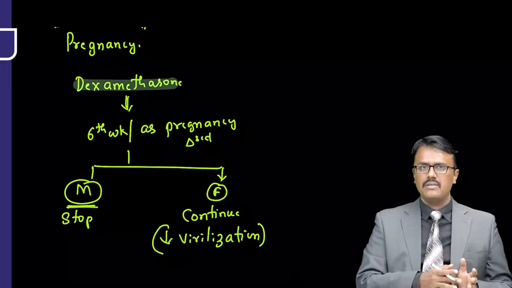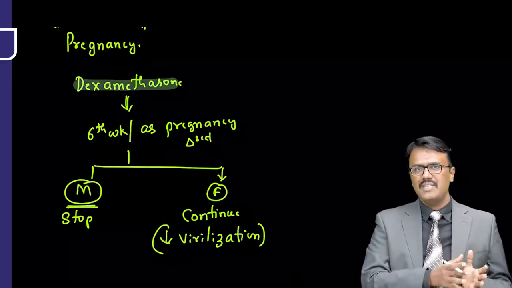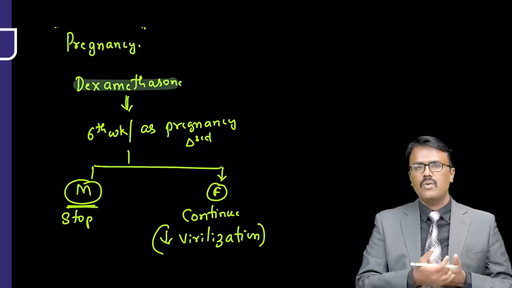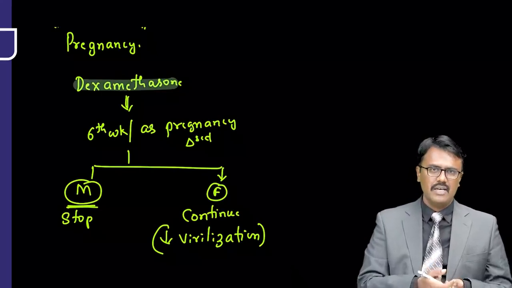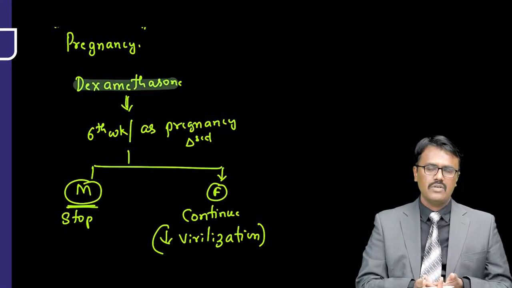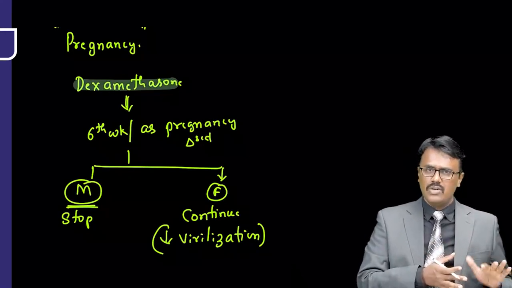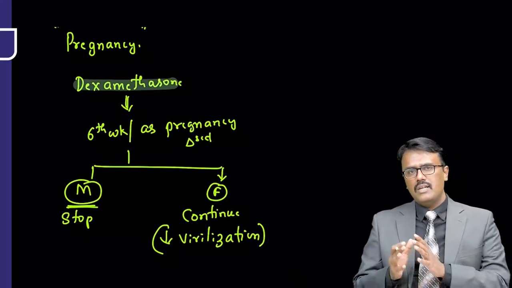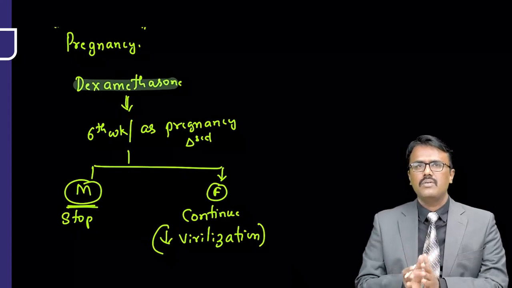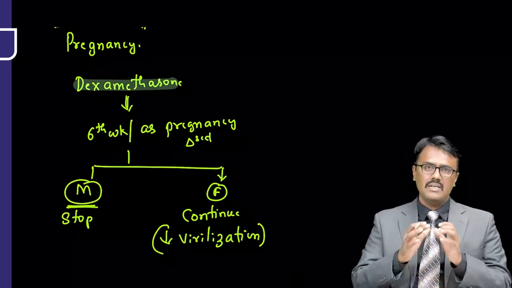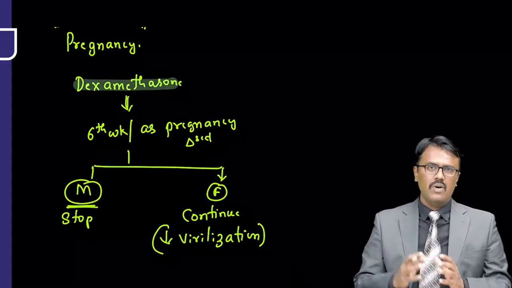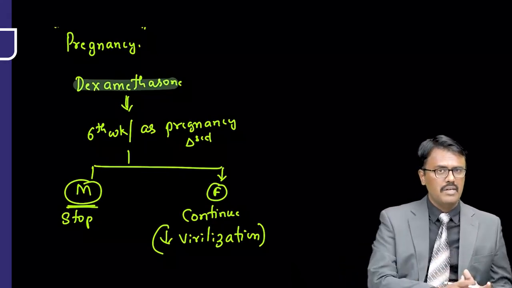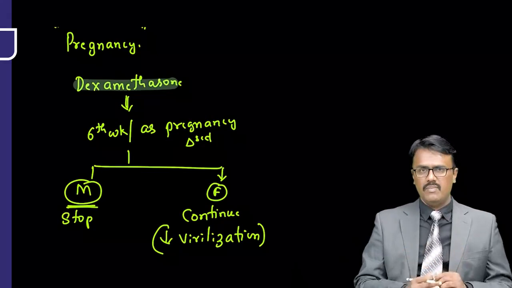So, a pregnant woman has already given birth to a baby with CAH. The second pregnancy also has a risk. So we start dexamethasone at the 6th week or as soon as pregnancy is diagnosed. Male, stop it because there is no risk of virilization. But in a female, there is a risk of virilization, so we have to continue till delivery. So, this is the question. Please read the question carefully. What you give to the baby is hydrocortisone. What you give to a pregnant woman is dexamethasone. This is very, very important.